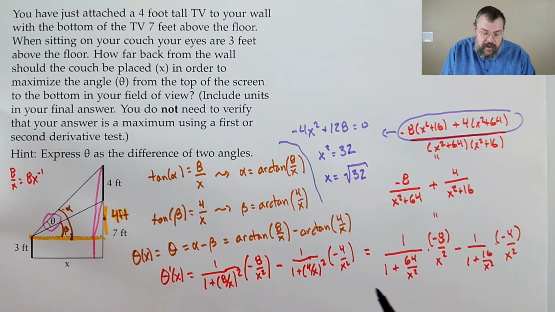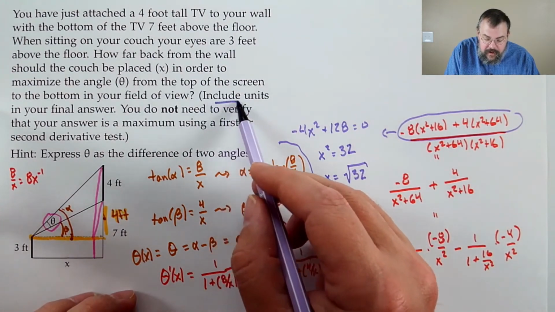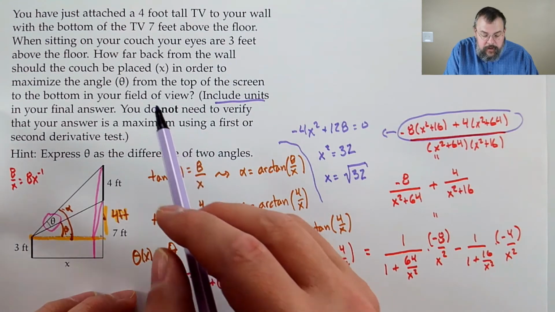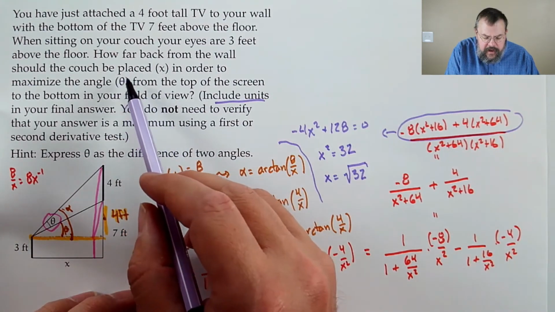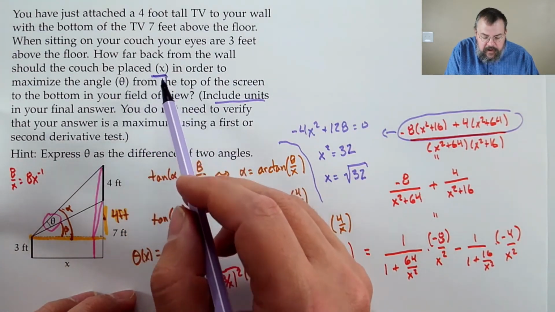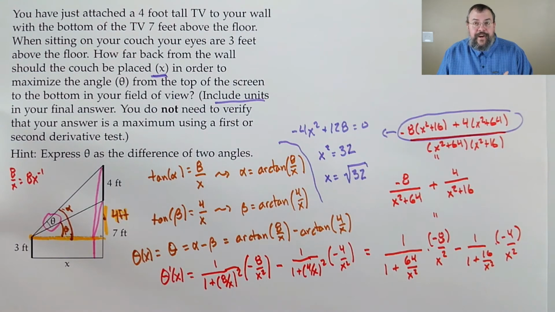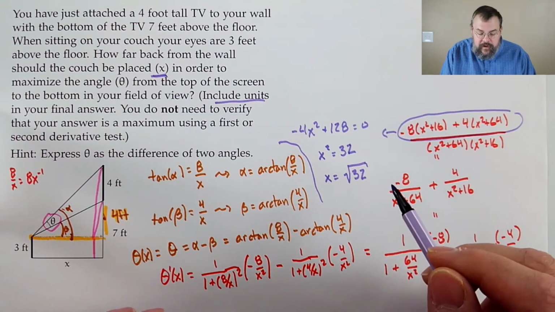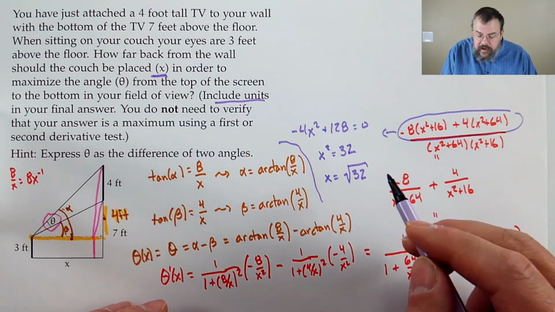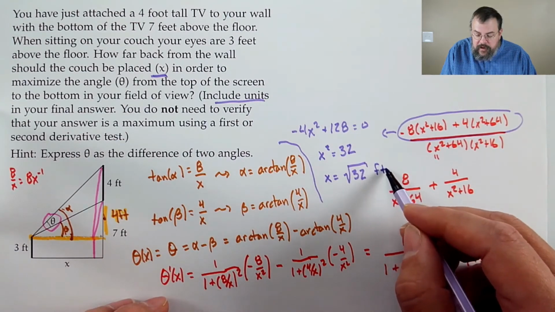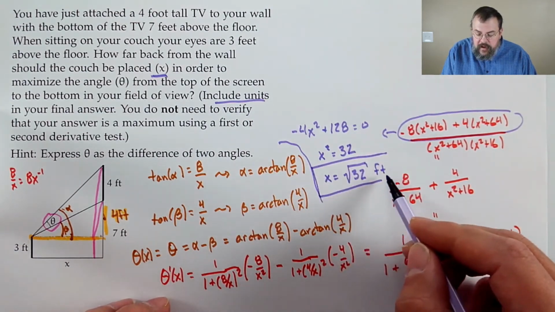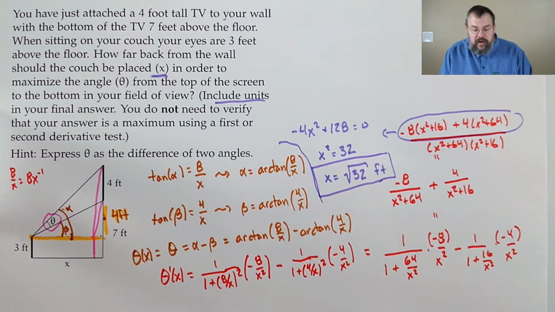Now, it did say include units, and what is it we're looking for? Well, we're looking for how far back should we be. So we're really looking for x. Our goal was to find x, not to find theta. So since everything here was measured in feet, this says x should be square root of 32 feet. And that will be our answer.